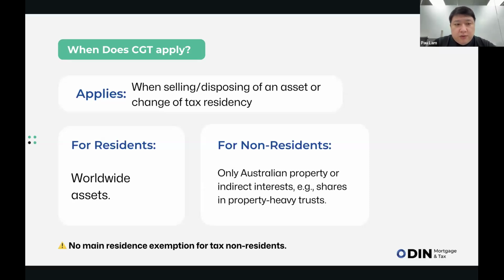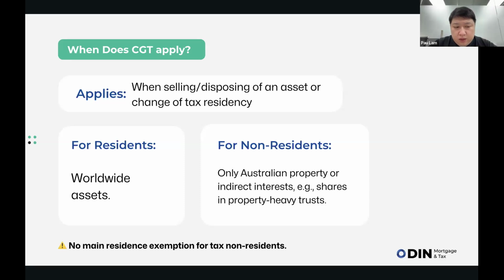Quick example here: if you're a resident for tax purposes, you're going to be taxed on your worldwide assets. Like if you own a property in Hong Kong while living in Australia, that Hong Kong property is also taxable in Australia. If you're a non-resident, which I think most of our clients at this webinar are, you will only be liable to pay the capital gains tax on Australian properties or some of the indirect interests in mining, for example.